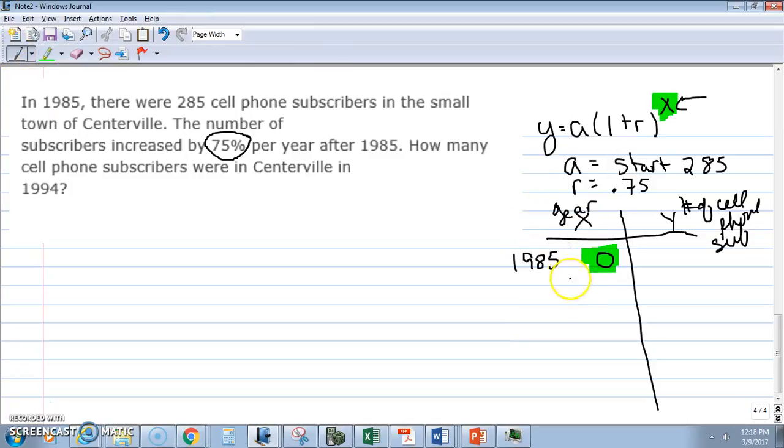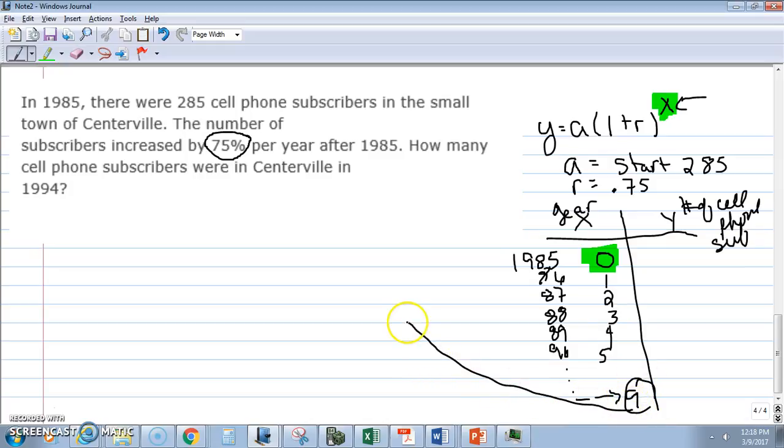So when we're talking about 1994, 86, 87, 88, 89, 90, 1, 2, 3, 4, 1986 is going to be year 1, year 2, year 3, year 4, year 5, 6, 7, 8, 9. Year 9 is going to be 1994. Okay, so you can make the table. You could do that. Every year it's growing at 75%. Or you could do just what I said. You create your equation. This is going to be the easier way to do it.